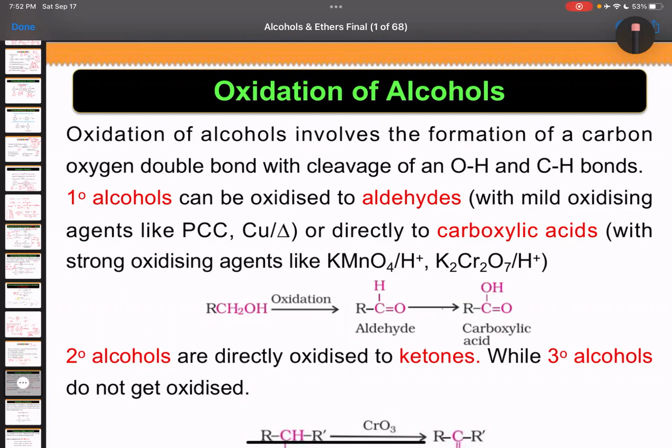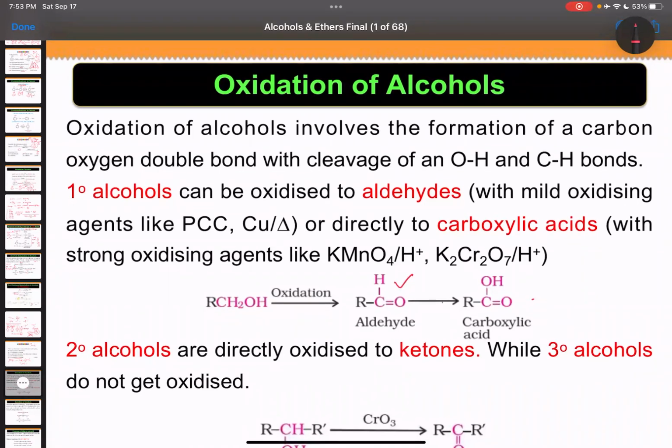When you're using a strong oxidation reagent, it will become a carboxylic acid, and if you're using a mild one, it's an aldehyde. For a mild one, it's going to be an aldehyde, and for a strong one, you will directly end up with a carboxylic acid. But what about secondary alcohols?